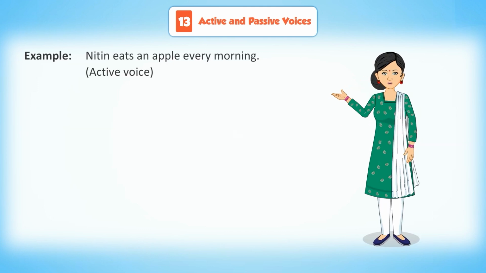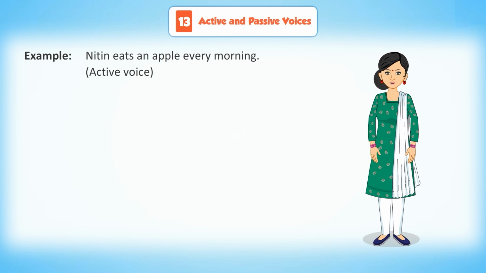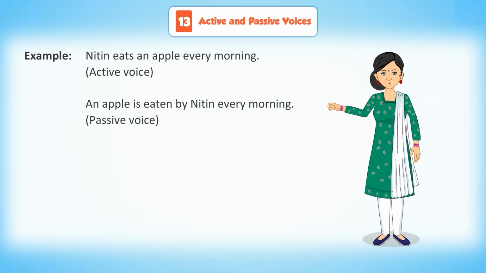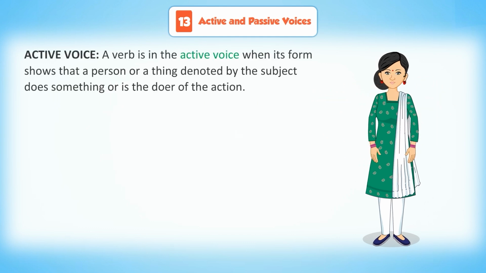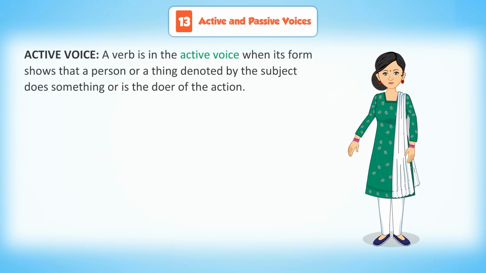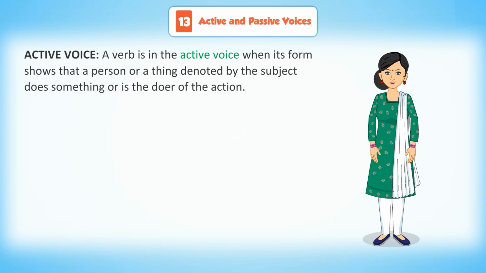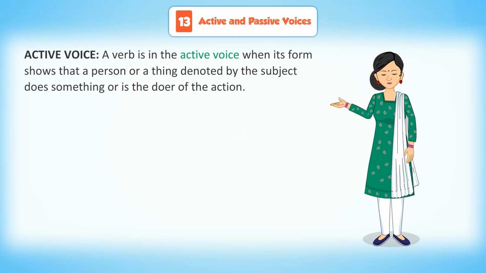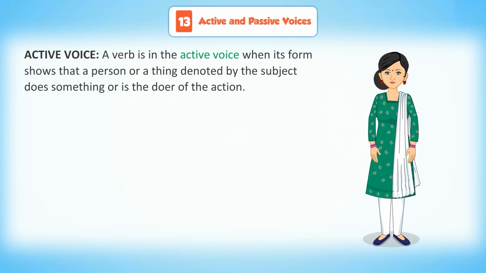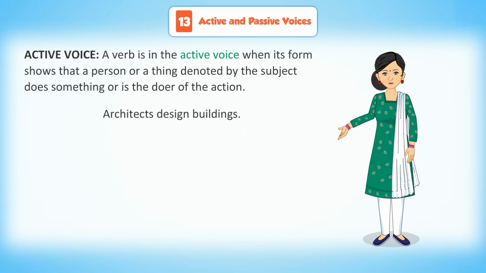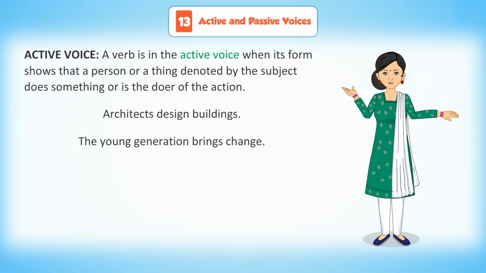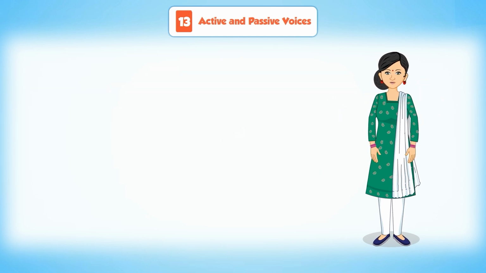Example: Nitin eats an apple every morning. Active voice. An apple is eaten by Nitin every morning. Passive voice. Active voice: a verb is in the active voice when its form shows that a person or a thing denoted by the subject does something or is the doer of the action. Architects design buildings. The young gentleman brings change.